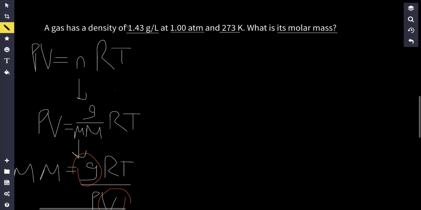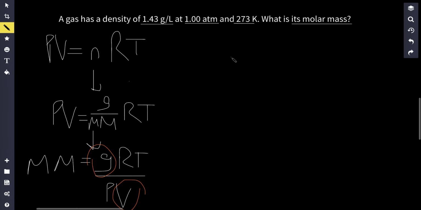A gas has a density of this at 1 atm and 273 degrees Kelvin. What is its molar mass? Now, to solve this, first of all, I'm just going to derive the equation for this. So you know the ideal gas law, right? PV is equal to nRT.